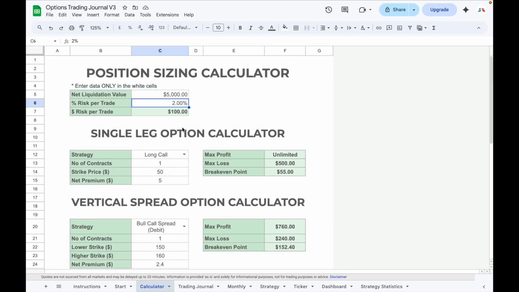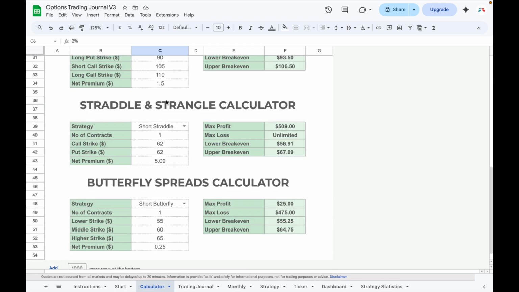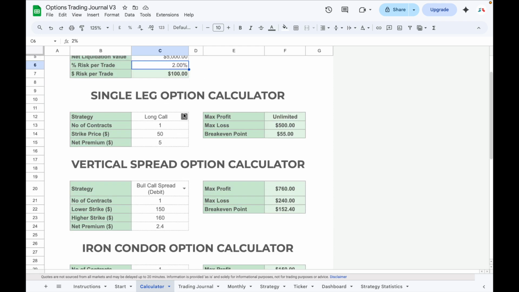Below are the calculators I designed to calculate maximum profit, maximum loss, and break-even for single-leg options, vertical spread, iron condor, straddle and strangle, and butterfly spreads. What you need to do is select the strategy name from the drop-down list, then input the number of contracts, the strike price, and the net premium per contract.